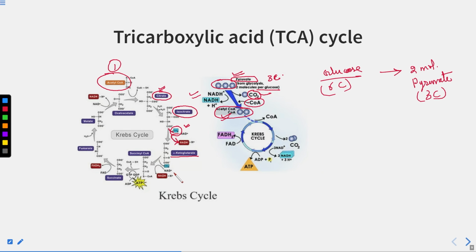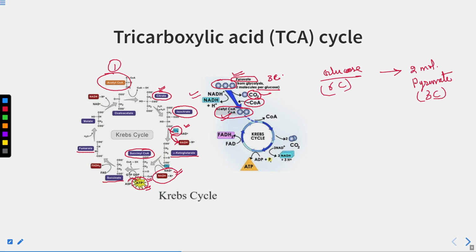Now in the next step again NADH is formed here, right? NADH is formed here, and this is succinyl coenzyme A. The next compound formed is succinyl coenzyme A. Now here, this succinyl coenzyme A changes to succinate, and here GDP is converted to GTP, which ultimately forms 1 molecule of ATP.